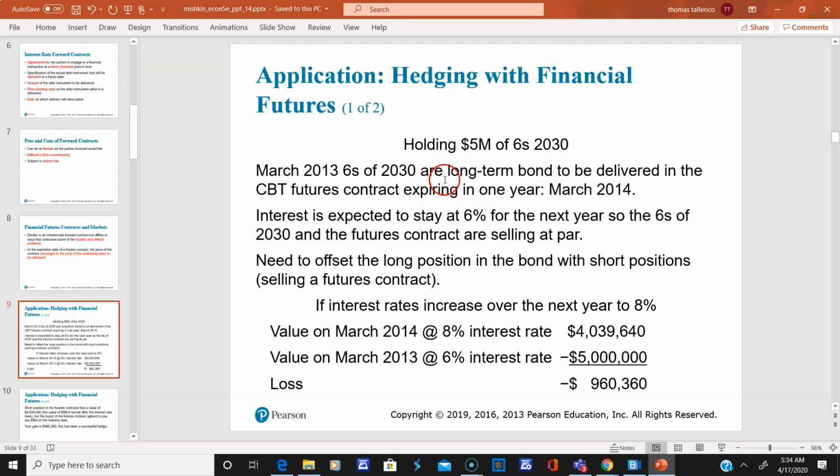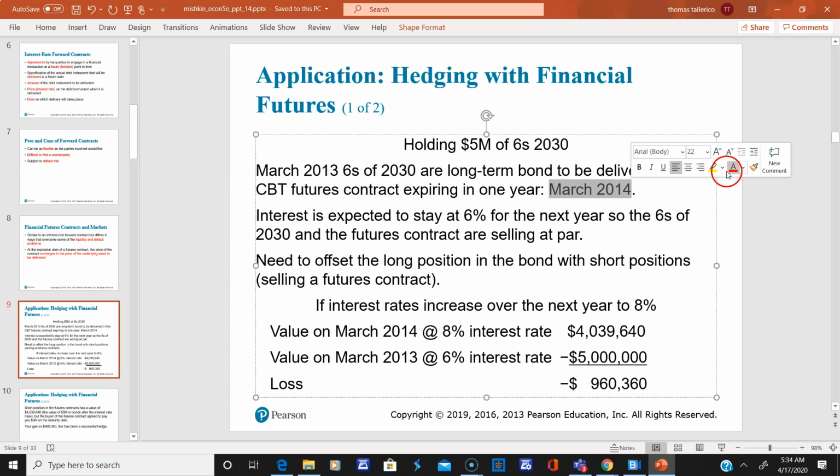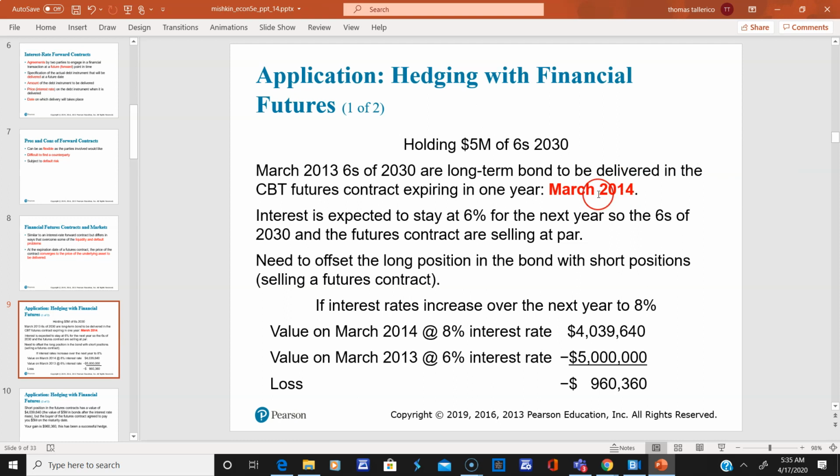So now this is the interest rate, right? Interest is expected to stay at 6% for the next year. So 6%, right? And this is the maturity date of the bond. But this is basically the maturity date of the contract. Now this contract could be bought and sold prior to the expiration of the futures contract. So you see, we've got this futures contract here.